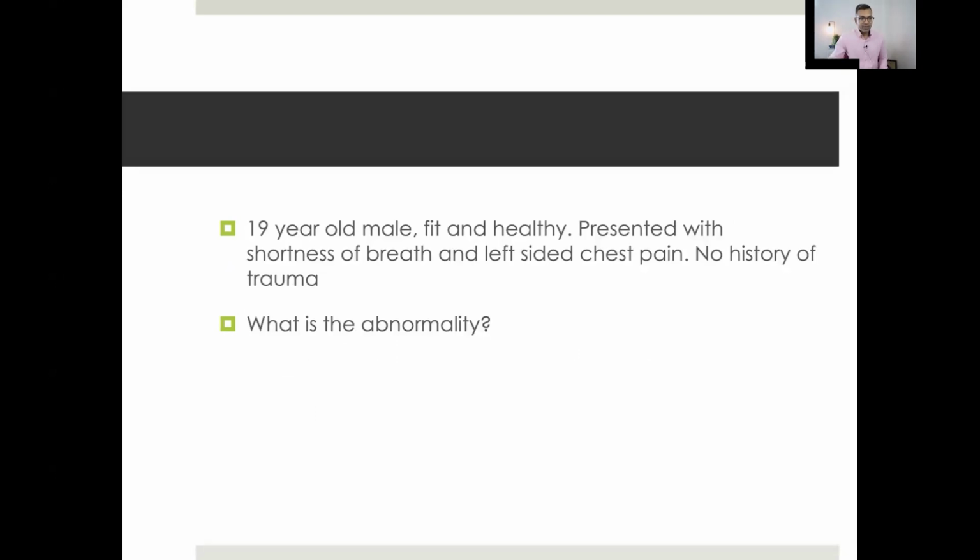19-year-old male, fit and healthy, presented with shortness of breath, left-sided chest pain, no history of trauma. What's the abnormality? Looking at that history, what do you expect to see on a chest X-ray? I expect to see at least a left-sided pneumothorax, or what else could it be? It could be rib fracture. There's no trauma, so it's unlikely to be rib fractures. Some sort of pulmonary embolism. That will be more rare for a 19-year-old. Yeah. Okay.